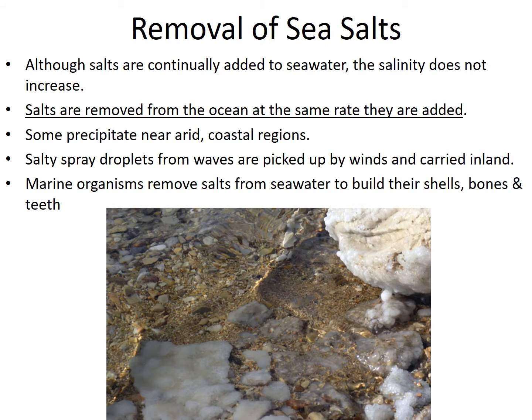So how do we remove sea salts? Although salts are continually added to the seawater, the salinity does not increase, which means that some of it has to be removed. Salts are being removed from the ocean at the same rate they are added. Some precipitate near arid and coastal regions. Salty spray droplets are picked up by the wind and carried inland. And then marine organisms remove the salt from the seawater to build their shells, their bones, and their teeth. So when you get that crab shell, part of it is made up from the salt in the ocean.